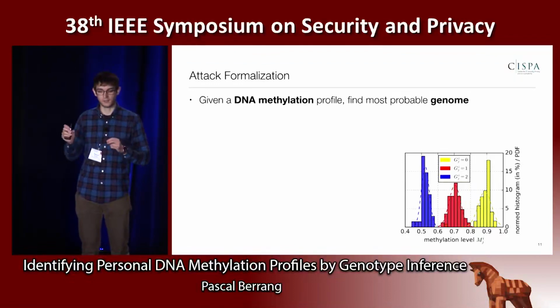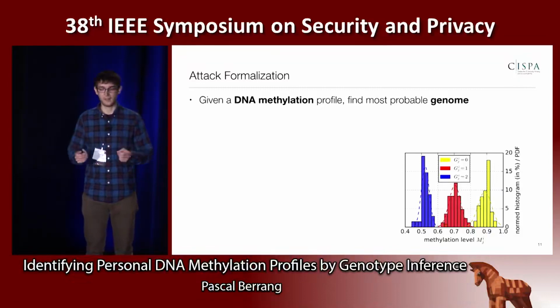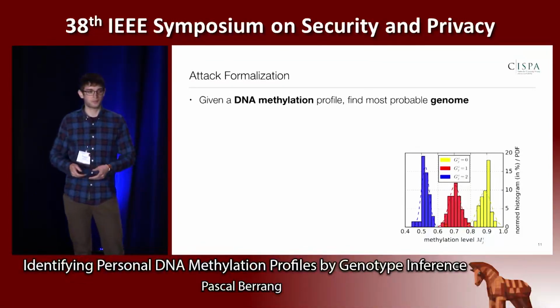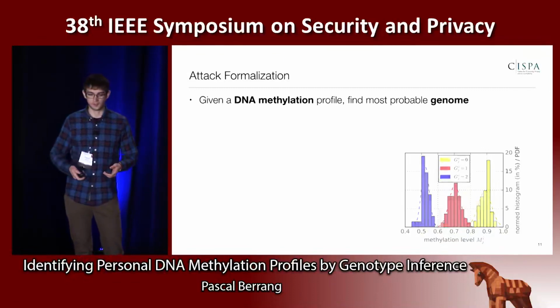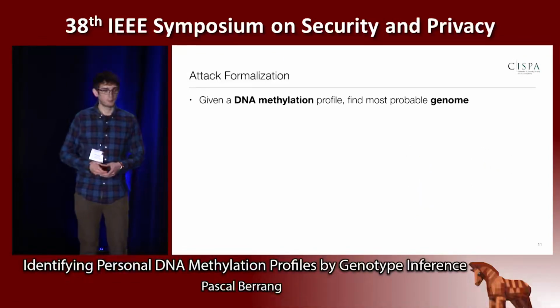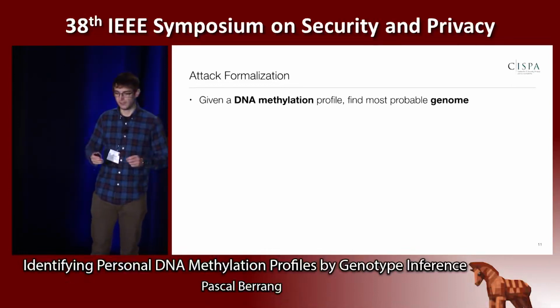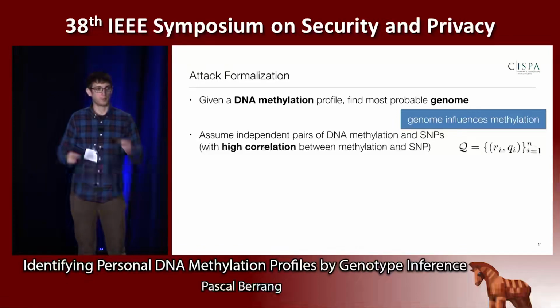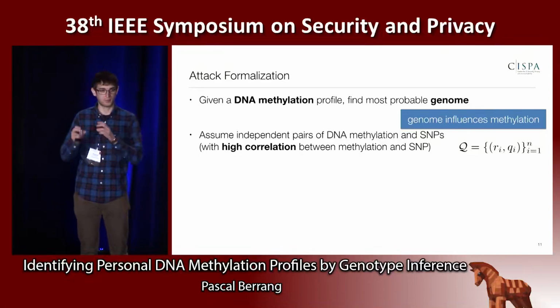So given the methylation level at a certain position, in this graph we are actually able to predict the SNP value at another position by just looking to which of these colors here it would belong. And this is also the intuition we will use in this kind of attack. And we make it a bit simpler by pre-selecting independent pairs of DNA methylation and SNPs where there is a high correlation between these two types of data at these positions. So we specifically select those pairs where the genome highly influences the methylation.